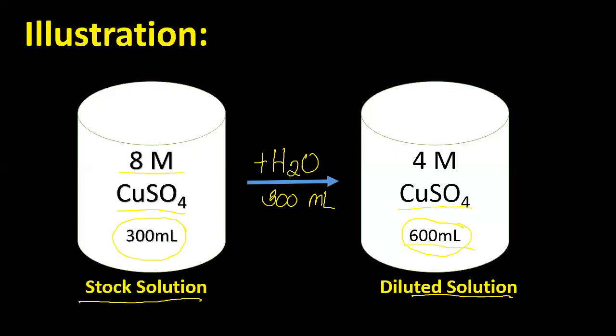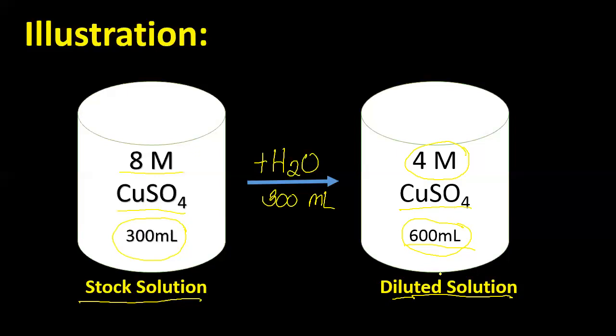And your final solution is not 8 molar anymore, but it's already 4 molar. Okay? Lower concentration na siya. Bakit? Because we have added water. So, meaning to say, the concentration of copper sulfate in the solution is lesser compared dito sa original natin na stock solution na 8 molar. Kaya tawag diluted siya because we have added water to make it less concentrated. Kaya instead na 8 molar, naging 4 molar na lang siya at naging 600 ml naman yung final volume natin. Okay? So, molarity is moles of solute per liter of solution.